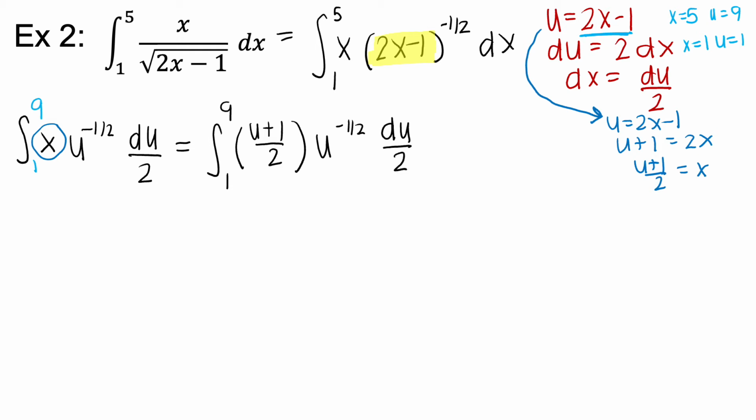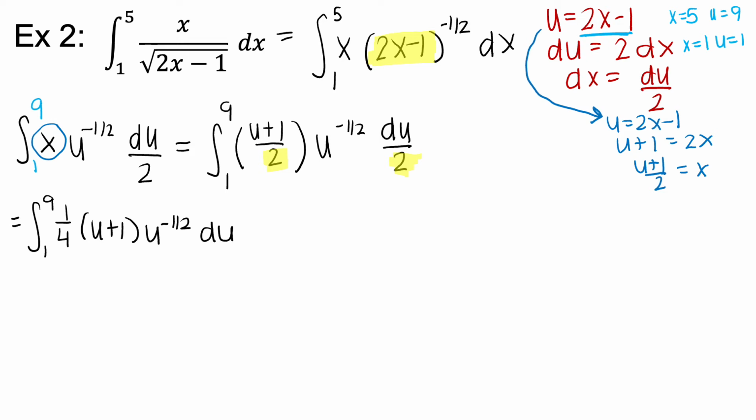So it's getting a bit complex. We're going to follow the same steps we took last time, starting by taking these 2's and multiplying them and bringing them out to the front. So this becomes the integral from 1 to 9 of 1/4, and then we have u plus 1 times u to the negative 1/2 du.